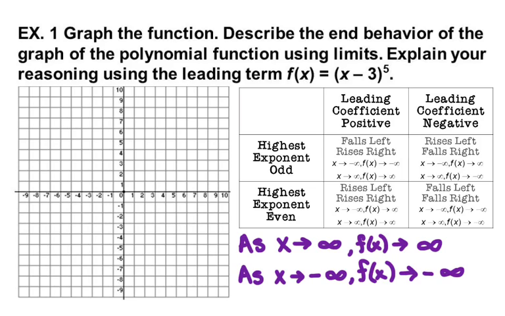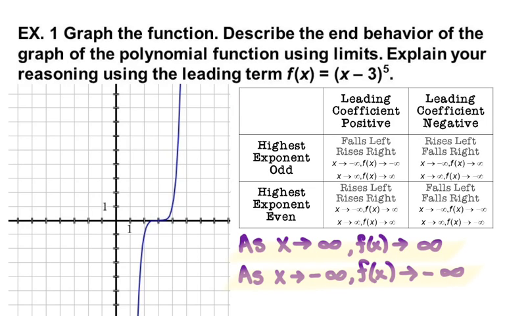Now, you can type x minus 3 to the 5th power in your calculator and graph it. So here's what the graph looks like. It looks very similar to a cubic function, and you can see it's going up on the right-hand side and down on the left-hand side, and it crosses at 3, 0.